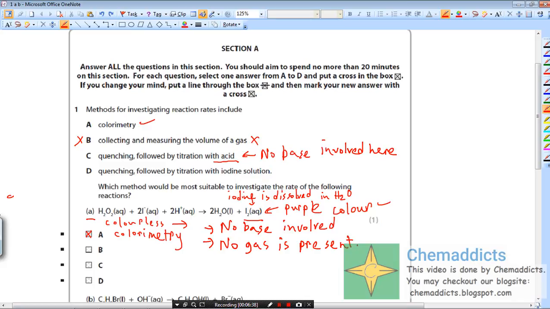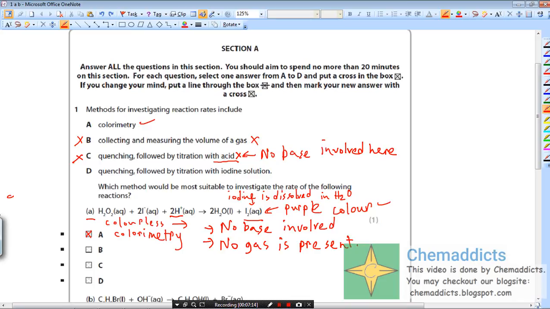And why can't we use method C for investigating rate? That's because no base is involved here, only hydrogen ion is present, so it is worthless by titrating with acid. Okay, so let us move on to the next one. That is why option C is incorrect for this particular reaction. So let us check why D is not applicable for this reaction.